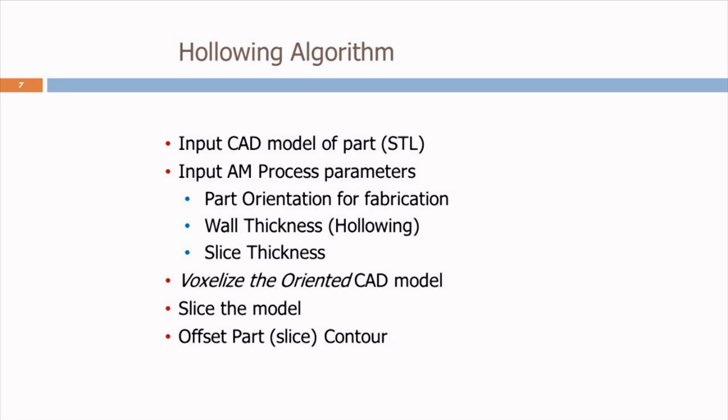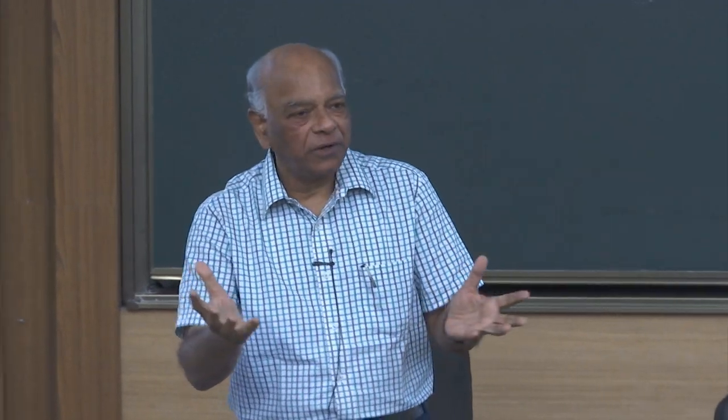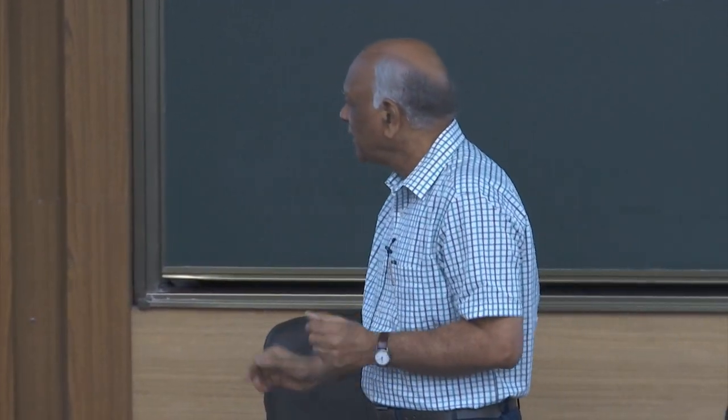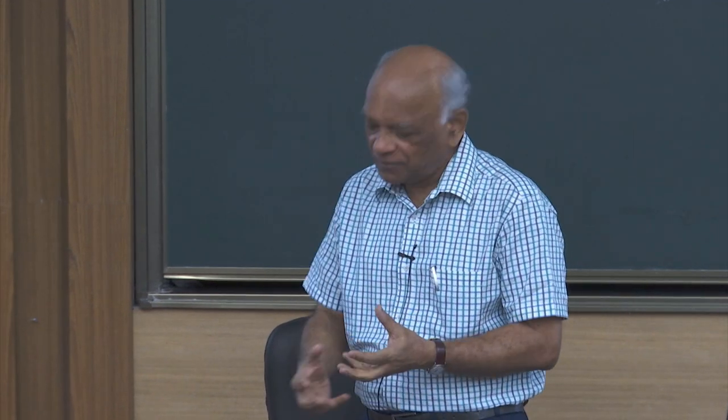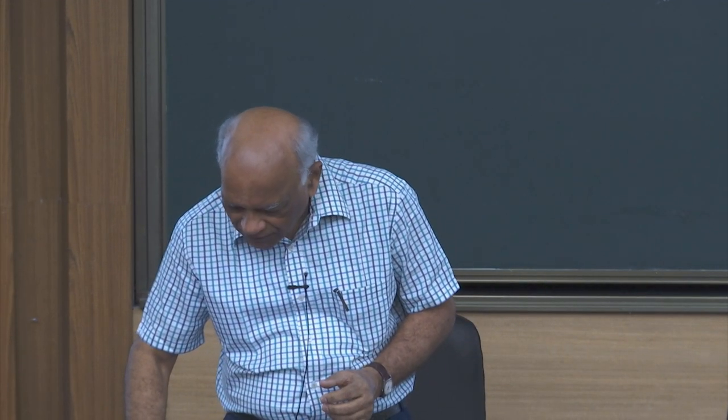Taking these three inputs, it voxelizes the oriented CAD model. What is voxelization? Voxelization is a process of approximating the exact geometry with voxels. A voxel is the equivalent of a pixel. I call it a sugar cube. Look at something like a sugar cube. That is a typical voxel or cuboid. So you consider that a three-dimensional complex part is voxelized. That means it is considered as if you have sugar cubes glued together to make a particular component. So the model is voxelized, then sliced and offset in order to get to the situation of determination.